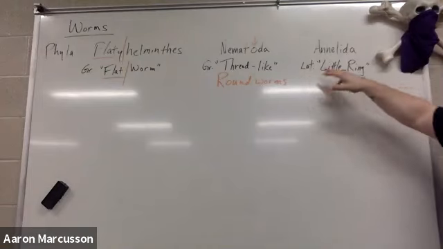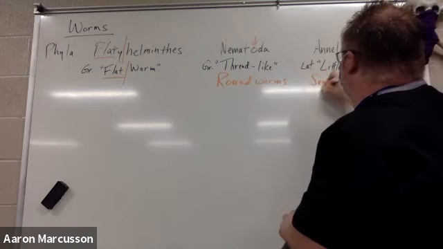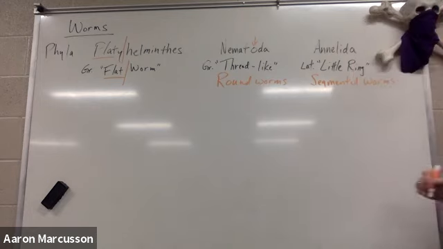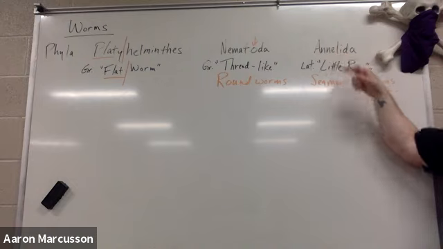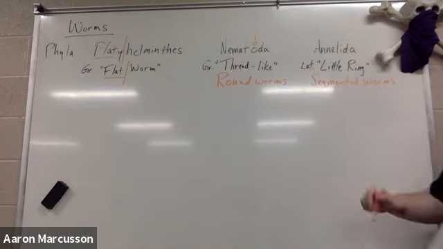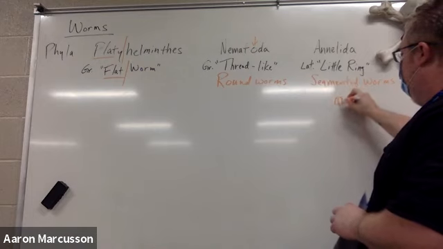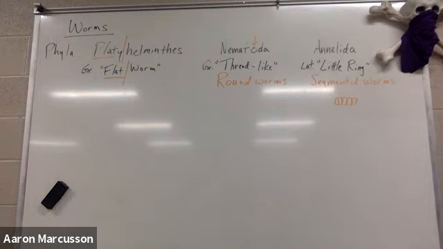Annelida. It's Latin for little ring. All right, these are your segmented worms. And the way I remember that is a little different. I think of things that are annual. It's not quite the same, but it's kind of in there, right? Annual, they happen every year, year after year after year. A segmented worm would be like your earthworms. And you guys have all looked at those, and they have little rings throughout their bodies. Okay? Questions thus far, we're good? Okay.